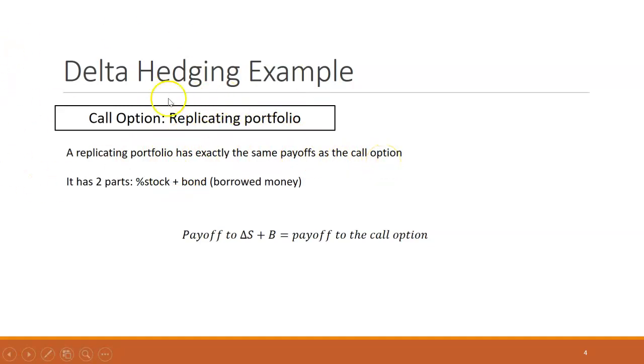A replicating portfolio for a call has 2 parts. You own delta shares, and you borrow a certain amount of money. This B here stands for bond, because finance people tend to think of bonds. It's easier to think about this though as borrowed money, and the B represents how much money you'd have to pay back from the borrowing that you made initially. So you own delta shares, and you also borrow to get money today, and then you pay that off in the future.